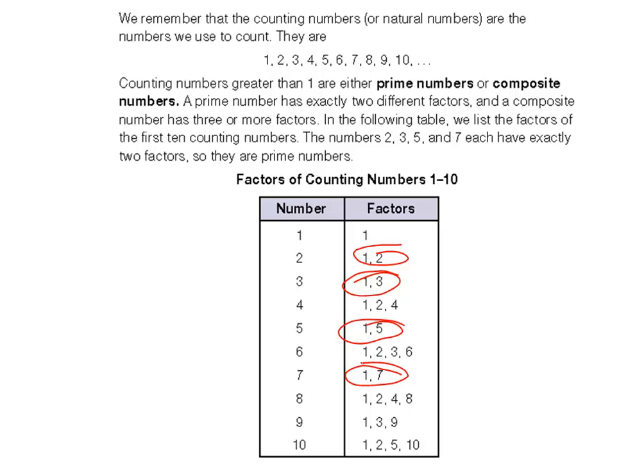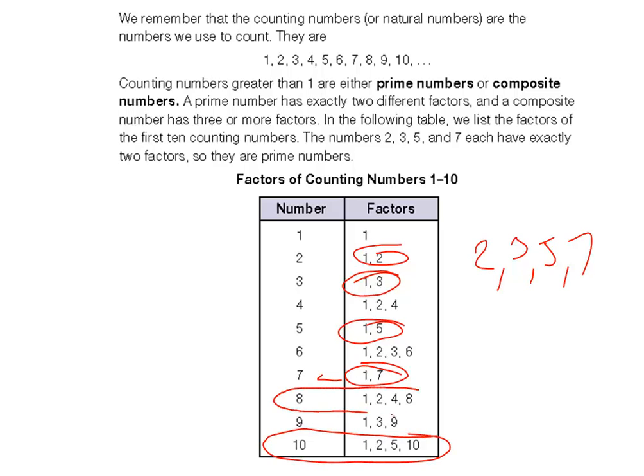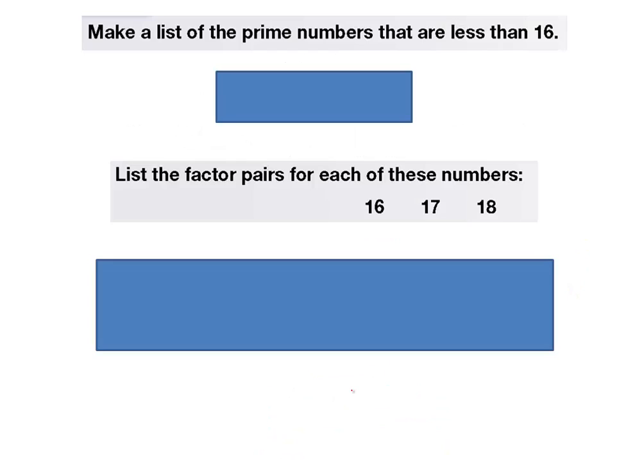So all these numbers that I circled, 2, 3, 5, and 7, they're all prime. 1 is not. And the reason why 1 is not prime is because it does not have 2 factors. It has to have 2 factors, and 1 only has itself, which is the number 1. All of these other numbers, like 10, are composite numbers because they have more than 2 factors.